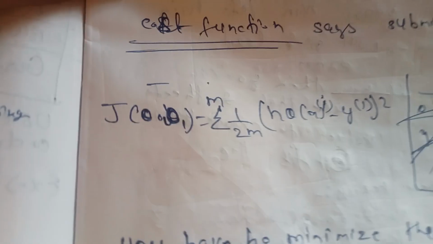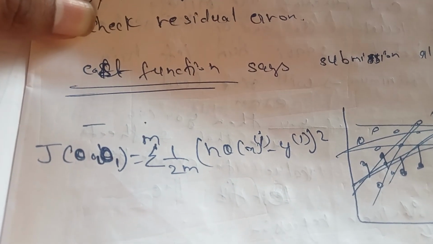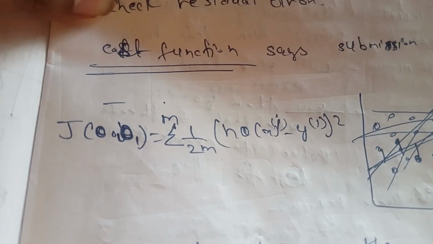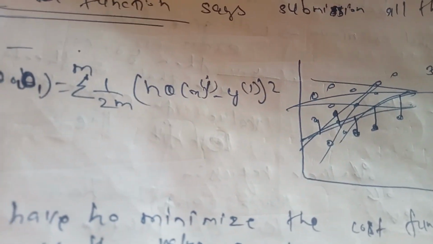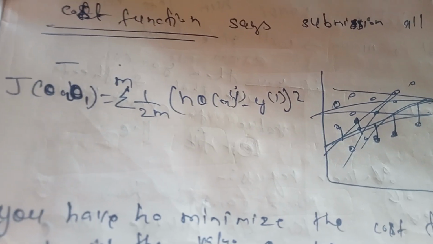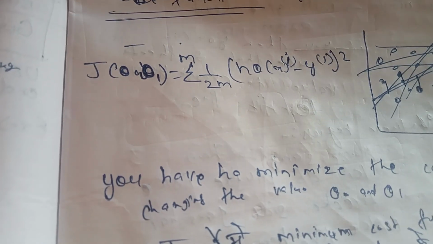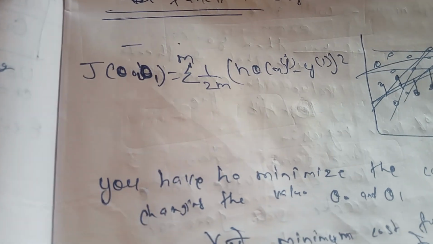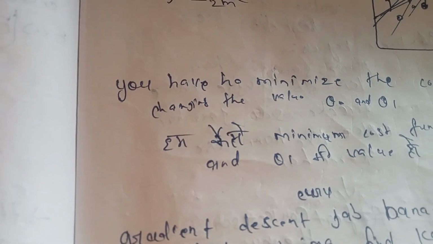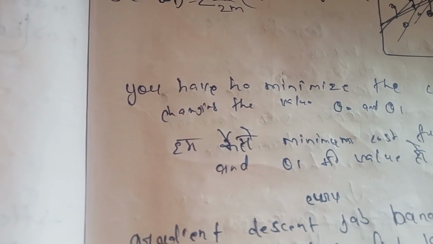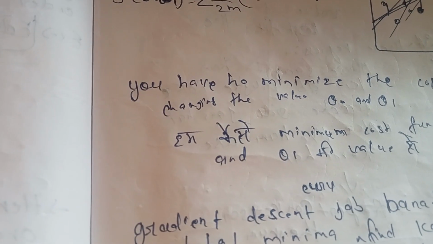Okay, so the cost function says the summation of all the residual errors, and here you can see for each different line a different cost function will come. Okay, so here we are finding just the loss, and if we find the loss of all the data points, then we call it a cost function. You have to minimize the cost function by changing the values of theta 0 and theta 1.